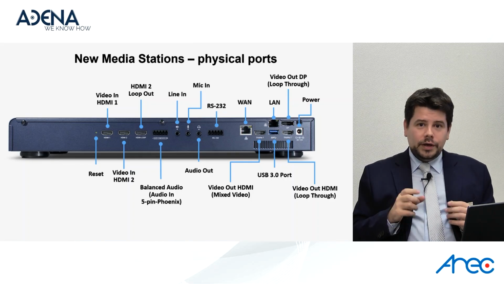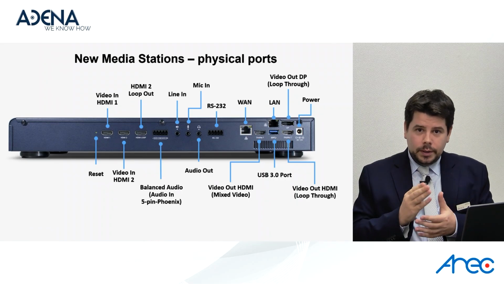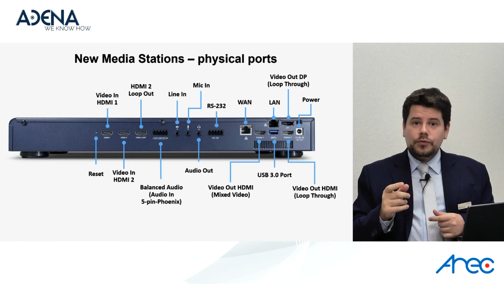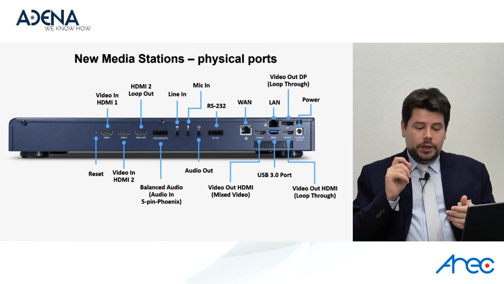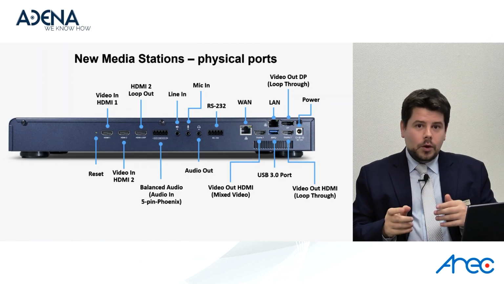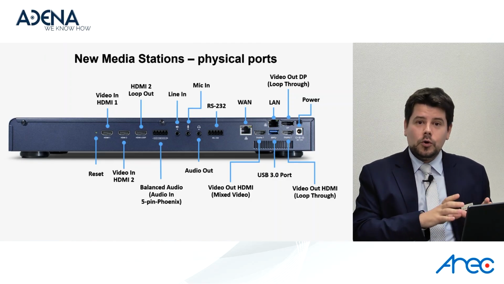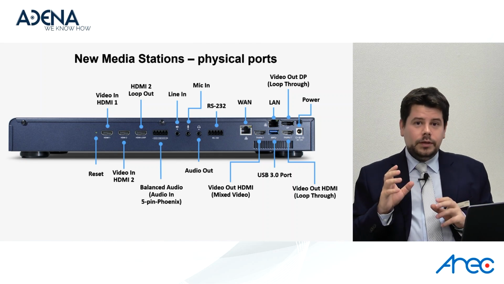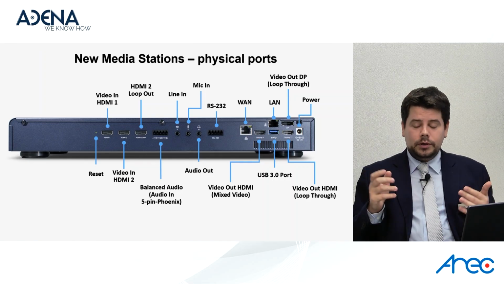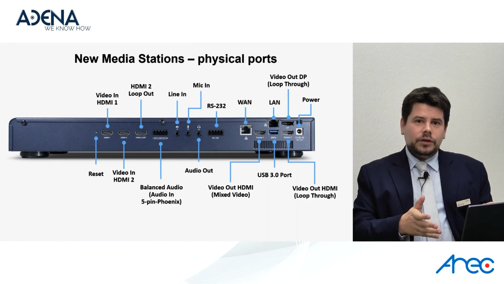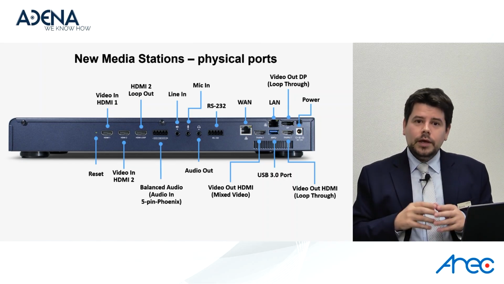Now, what you also have on the right side are several video outputs. There is the HDMI output for mixed video. There are also the loop-through outputs for HDMI and DP, which allow you to show either any particular source, or show all of the sources at the same time, or show the same thing that you're recording and streaming. Basically, these outputs for display and loop-through can be used to make the station function almost as a video matrix.